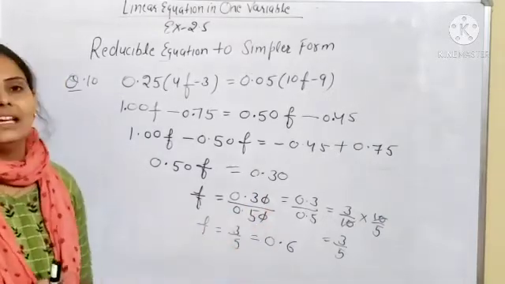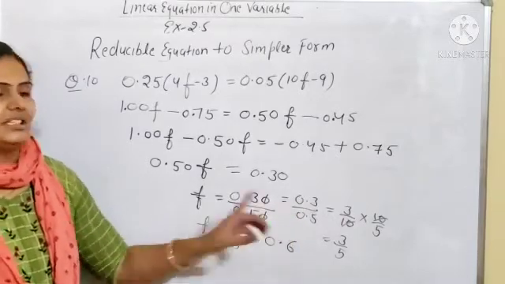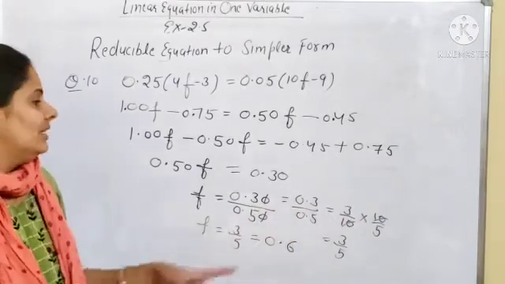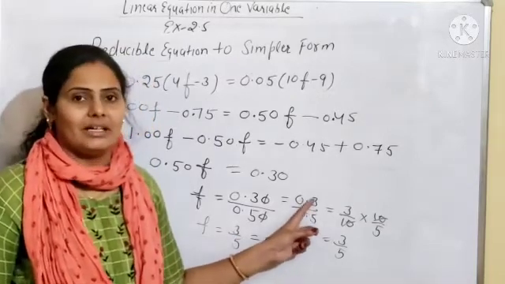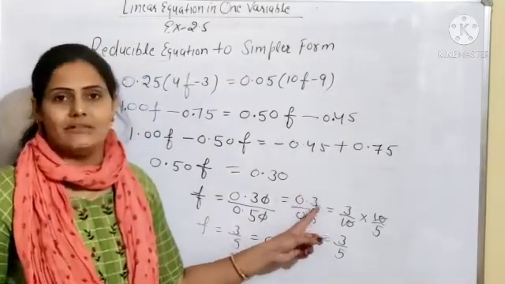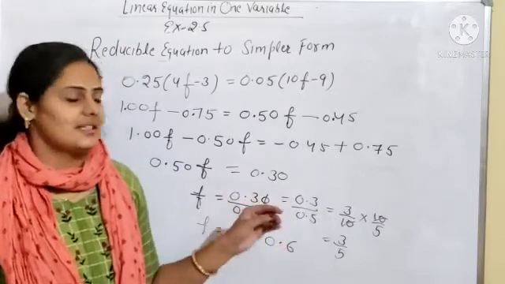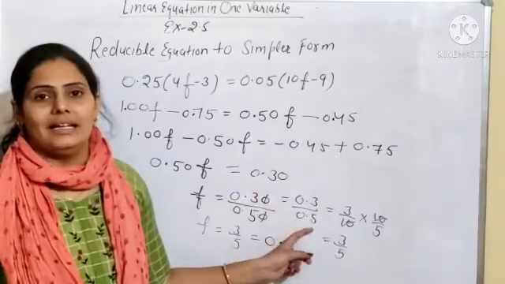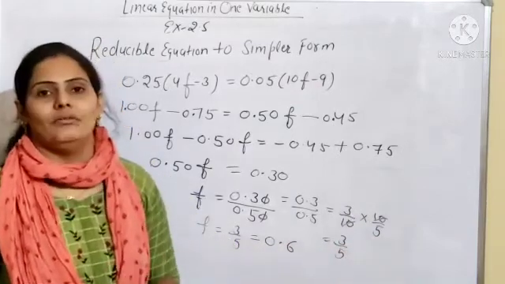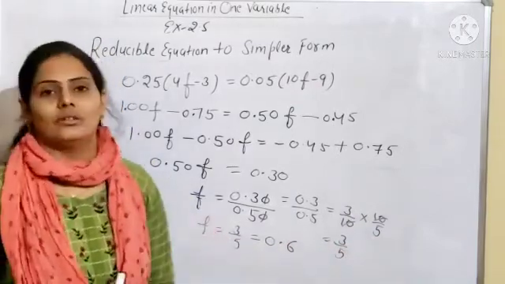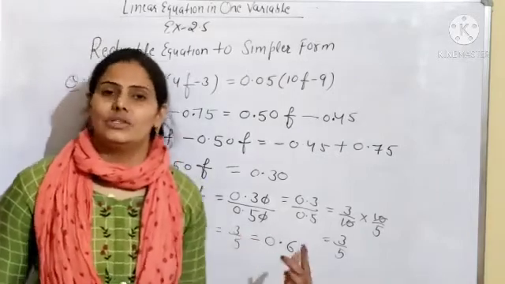So 10 you can cancel out. So what is left with us? 0.3 upon 0.5. Now you can remove the decimal, so it will be 3 by 10. After the decimal one number is given, so you will divide by 10, and this one also 5 by 10, reciprocal, 3 by 10 into 10 by 5, so it will be 3 upon 5. And 3 by 5, how will you solve? You can divide it, otherwise you can leave it here.